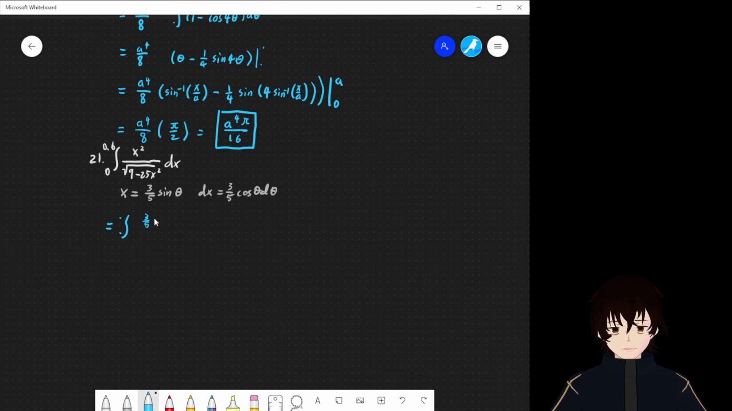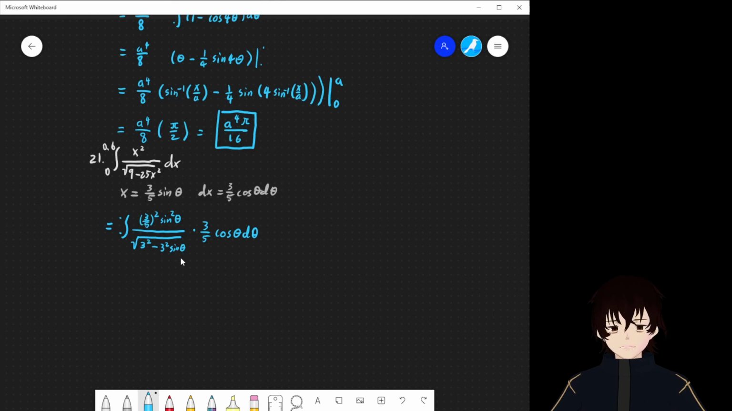3 over 5 squared, sine squared theta over the square root of 3 squared minus 3 squared sine theta, times 3 over 5 cosine theta d theta. I feel like I'm writing too small. I'll write bigger. It's probably hard to see.